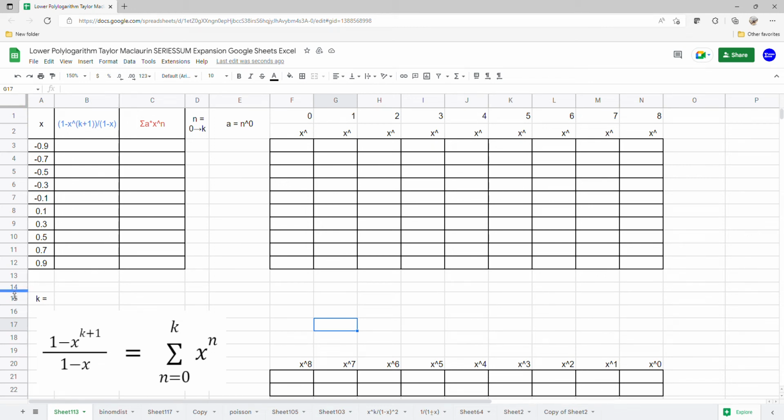In this video, we'll show the dataset of the lower polylogarithm of 1 minus x raised to the power k plus 1, all over 1 minus x, and its Taylor series expansion. We begin with the dataset.